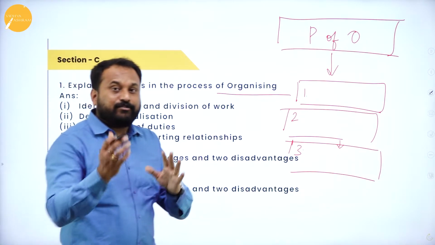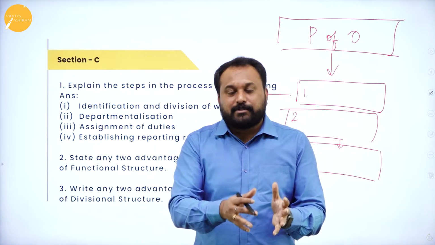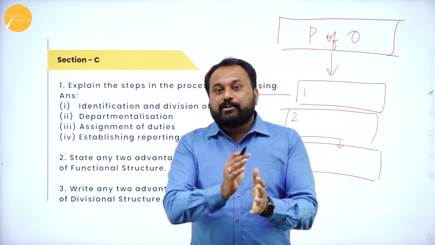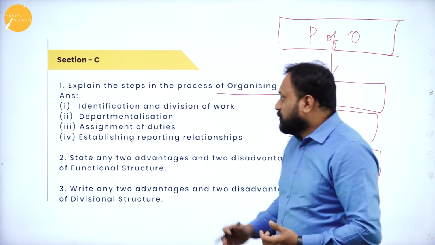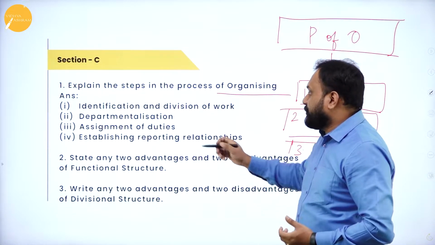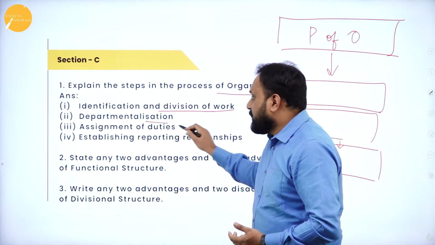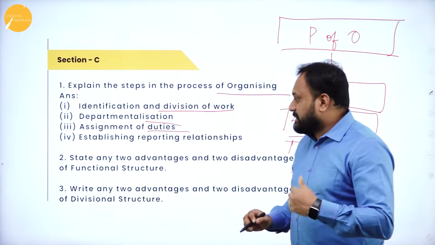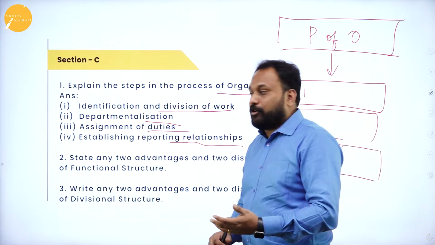First you write the meaning of organizing, which you have already learned. So write it in the paper. Whatever you write in the paper, student, that will definitely fetch you more marks. So you can write the first one, identification and division of work, departmentalization, assignment of duty, establishing reporting relationship. Then you will get 4 marks.